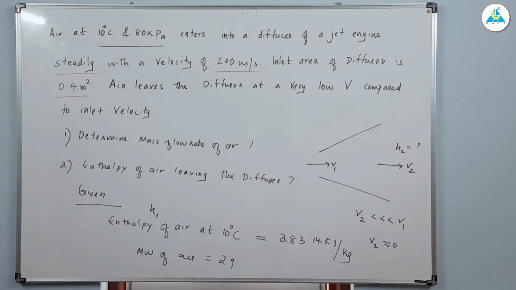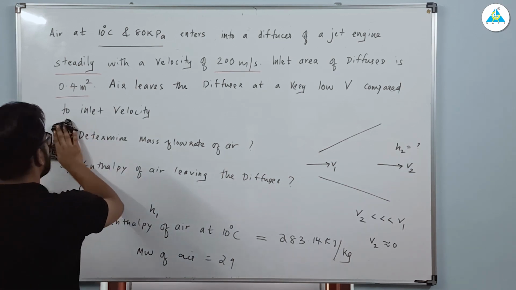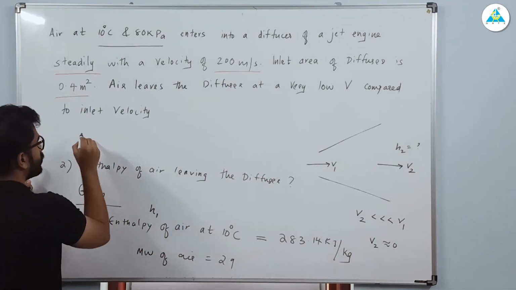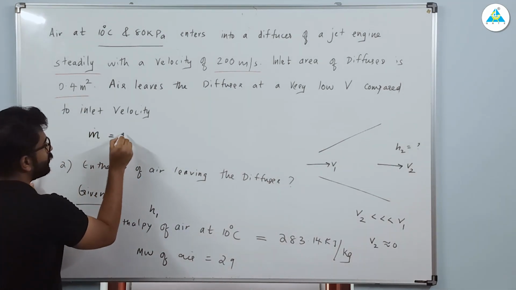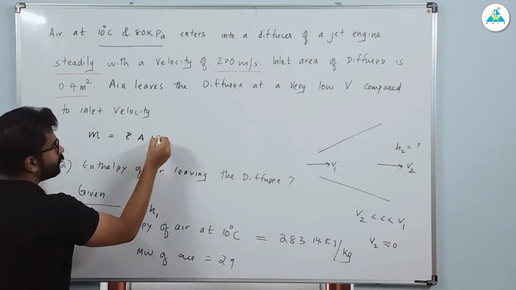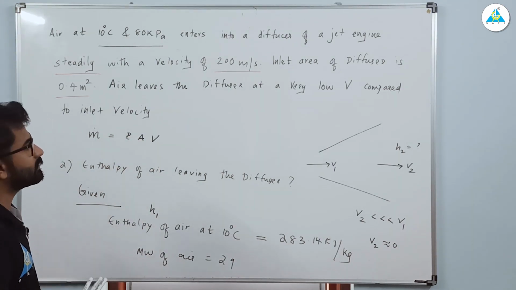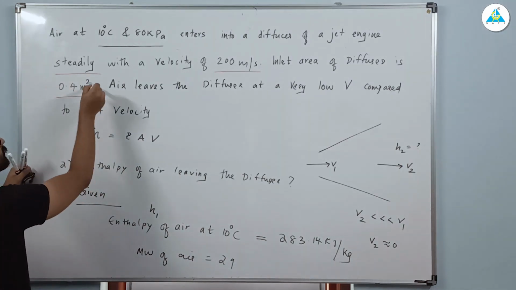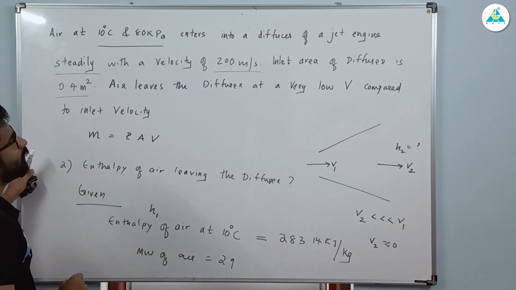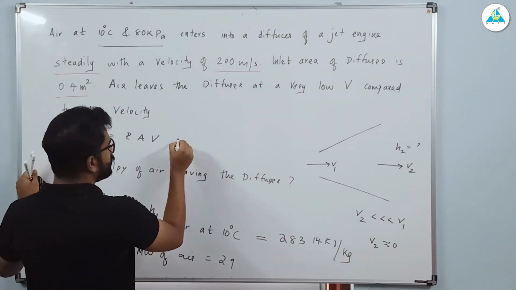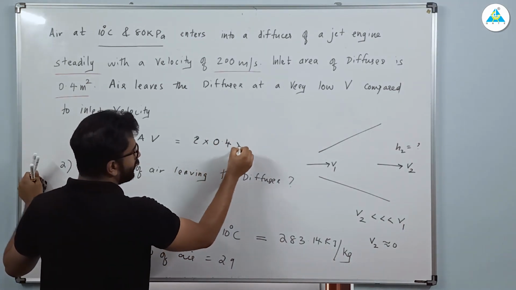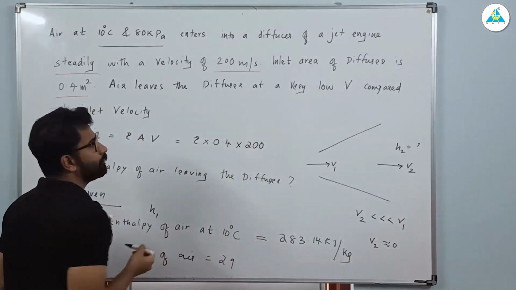Now, how to solve the first question? Determine the mass flow rate of air. Let me find it here itself, okay? For a steady flow, what is the equation for mass flow rate? m dot is equal to density into area into velocity. What are the things given? Inlet area is 0.4, right, so area is given 0.4 and velocity is 200. So the only thing we need is what? Density. So density multiplied by area, that is 0.4 into 200.